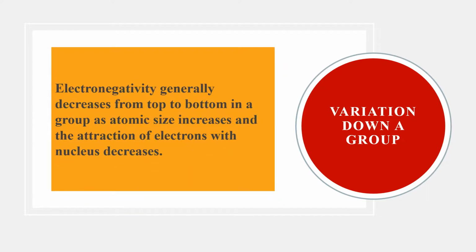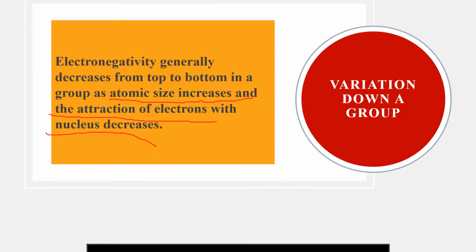And now the variation down a group, what happens with electronegativity? Electronegativity generally decreases from top to bottom in a group, as we know that from top to bottom atomic size increases and the attraction of electrons with the nucleus decreases, due to which electronegativity decreases as we move down the group, or we move from top to bottom in a group.